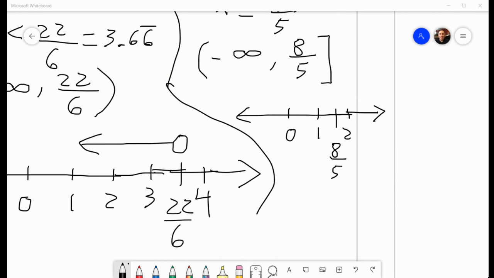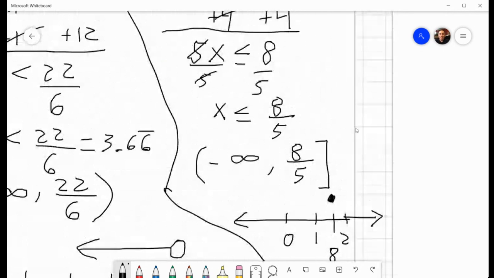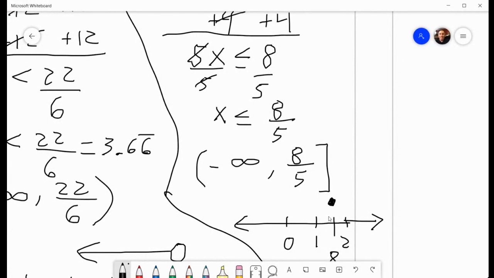But now here, we're going to have a closed circle, right? We're including 8 over 5. If you went back up, we don't have strict inequality, we just have inequality, see? So we have a closed circle. And now we draw an arrow pointing to the left, as you can see. Okay, that's what happens here.